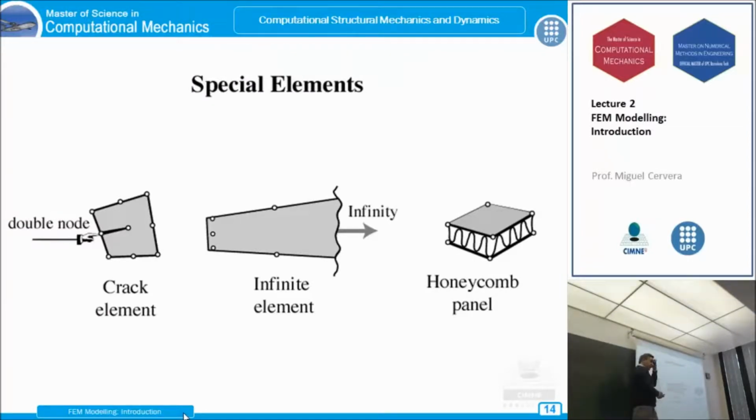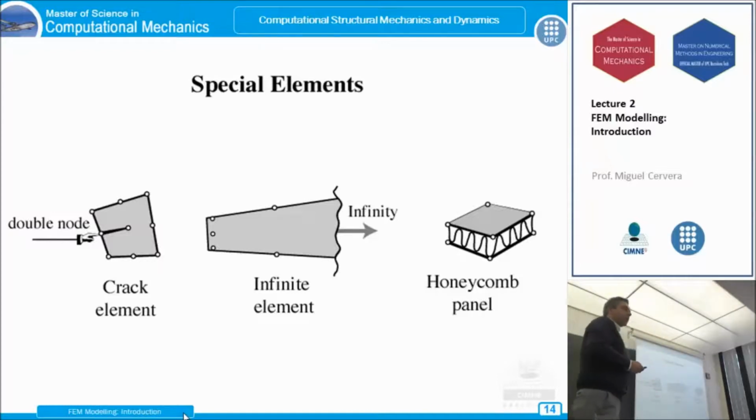This is very useful, for instance, when you have wave propagation, because you don't want your wave to propagate, hit the artificial boundary, and rebound. So you just do something to put your boundary in the infinite. So it will take forever to reach. Okay? Then you have other elements like this, the honeycomb panel. This is a sort of combined shell element. You have a shell element here, you have a shell element here, you have something in the middle which is very rigid but it's not resistant, and then you combine the degrees of freedom of this and this, and you have a special element. Okay?